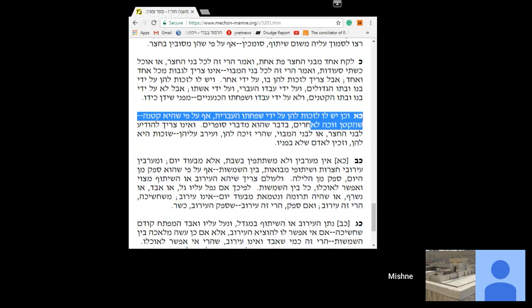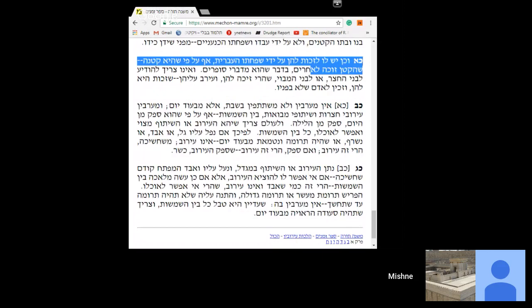However, a weird, so to speak, odd halakha is that with a female slave, even though she's younger, and it would seem also a male slave, even if they're children, because they're Hebrew slaves, he may do the zikui with them. ואינו צריך להודיע לבני החצר או לבני המבוי שהרי זיקה להן ועירב עליהן שזכות היא להן וזכין לאדם שלא בפניו. He doesn't need to tell the rest of the residents of the haser, because when you give somebody something, you don't need to tell him to his face. Somebody could receive it on behalf of them, and that is enough.